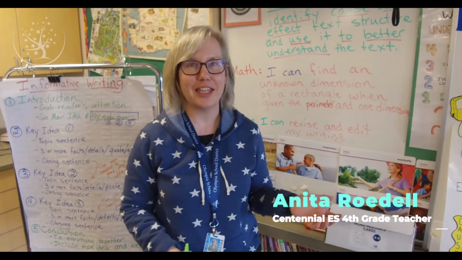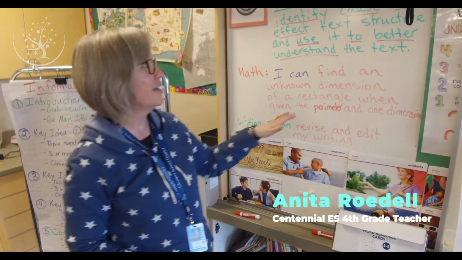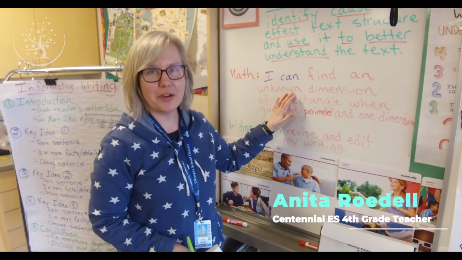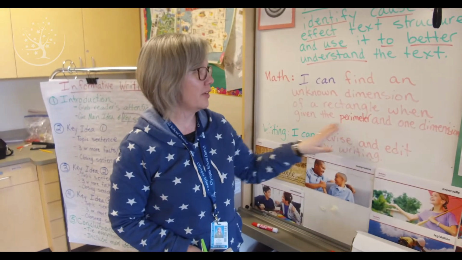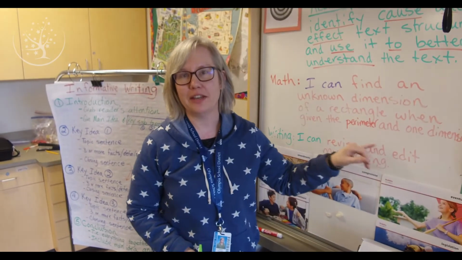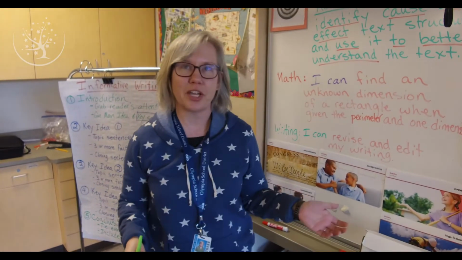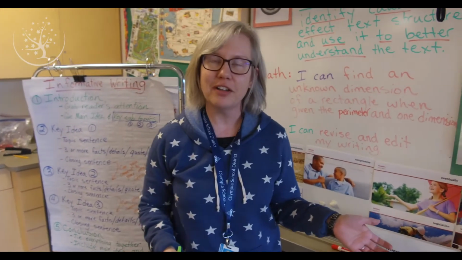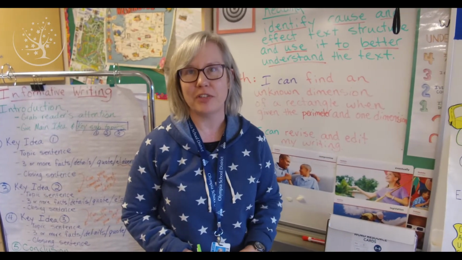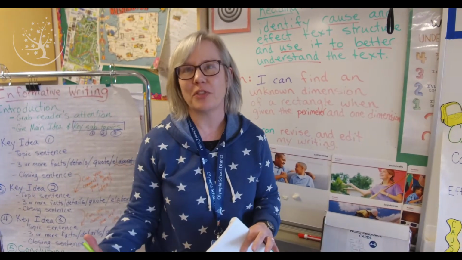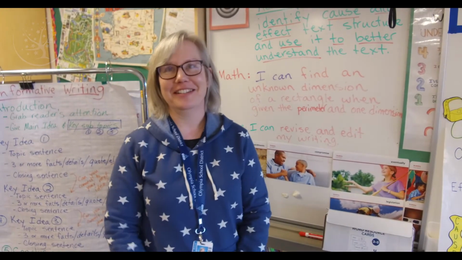So today in math we were looking at being able to find an unknown dimension of a rectangle when we are given the perimeter and one of the dimensions. And to do that, they're going to have a piece of string that is 60 inches long, and I'm going to tell them that one of the dimensions has to be 12 inches, and then they're going to work with that string and math to figure out the other dimension.